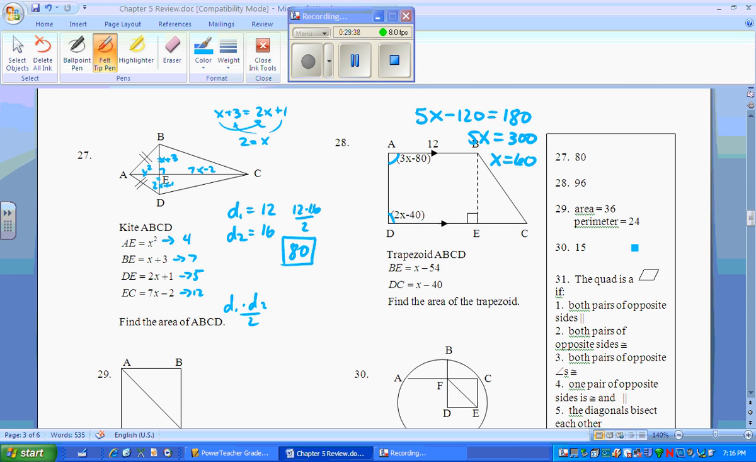They ask you to find the area of the trapezoid. The side's 12. BE is the height. So that's 60 minus 54. So that's 6. And DC, it is 60 minus that. So this whole bottom is 20. We do find the area. So it's 1/2 times 12 plus 20 times the height of 6, giving you an area of 96.